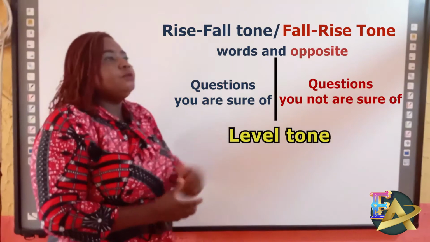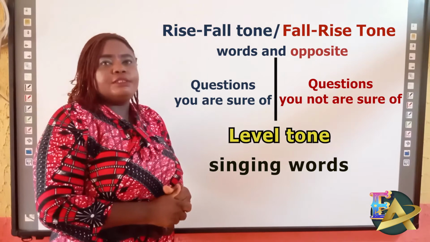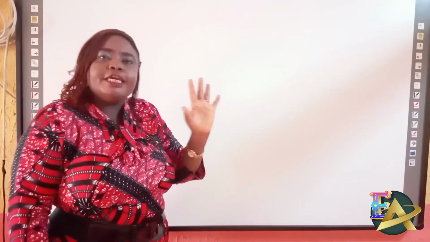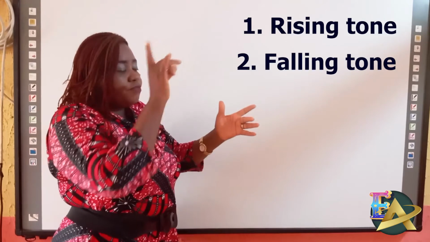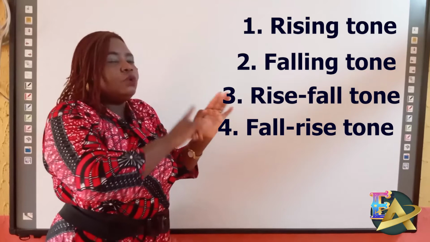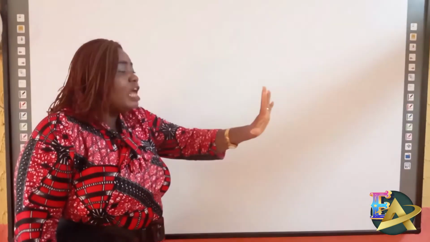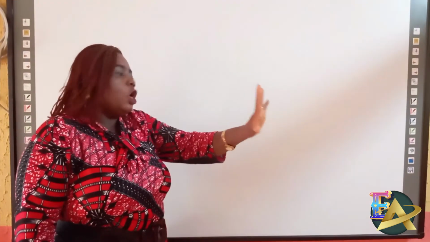What about the level tone? The level tone words are referred to as singing words. That's why I say that in your day-to-day activity, you make use of these five tones we have in the English language. Can you recall them again? The first one is the rising tone. The second one, the falling tone. The third one, the rise fourth tone. The fourth one, the fall rise tone, and the fifth one, the level tone. All the words you have in the English language fall under these five tones.